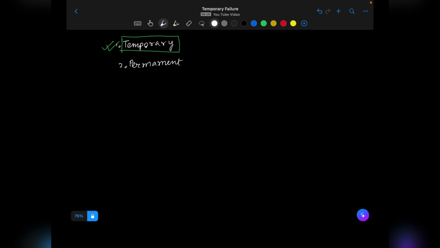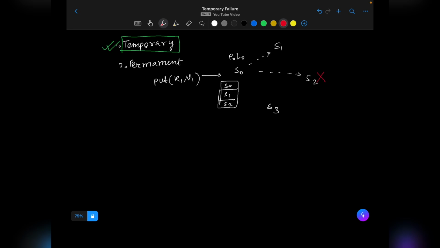As we know, suppose our setup is S0, S1, S2, S3 and we have a put request. Each has its own preference list. S0, S1, S2 is the preference list of S0, as we have seen. The put request, Q1 value 1, is sent to S1 and S2. Suppose S2 is down for a certain period of time and is not available.